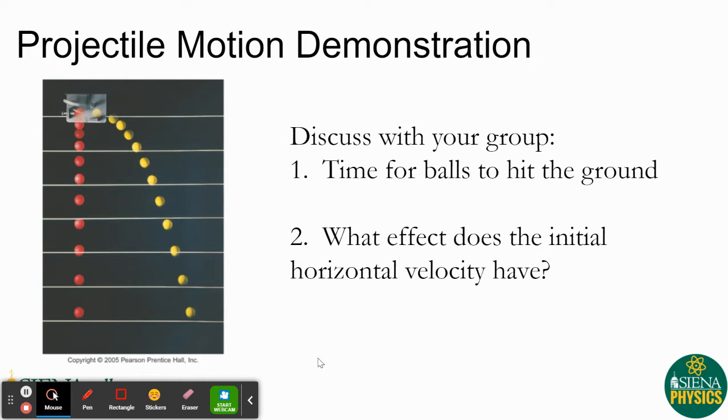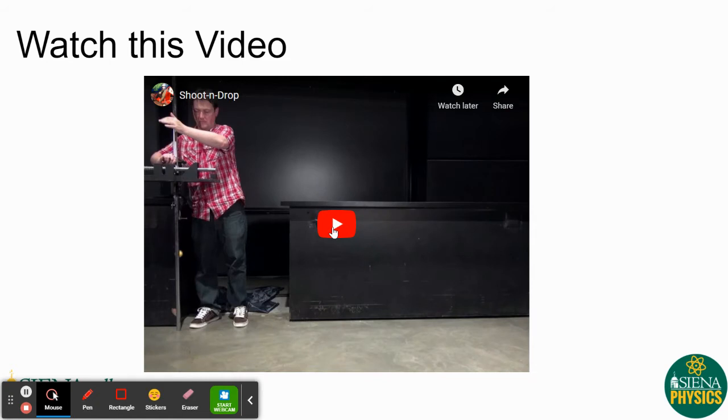So we're comparing, in this picture, a red ball and a yellow ball, and one of the balls is just dropped, and the other ball is given a horizontal velocity, meaning it's going to be given a velocity along this line. And it's going to fall as it moves. So what is the time for the balls to hit the ground, and what effect does that initial horizontal velocity have? So we're going to watch this video.